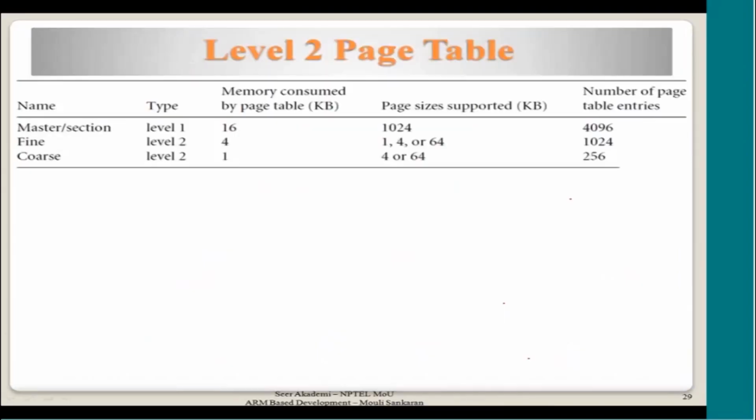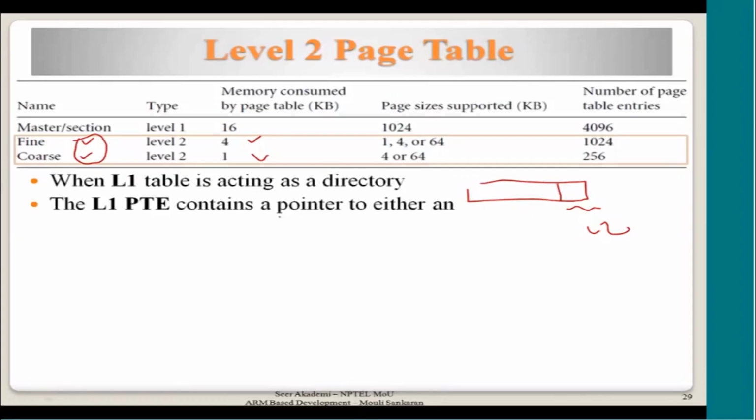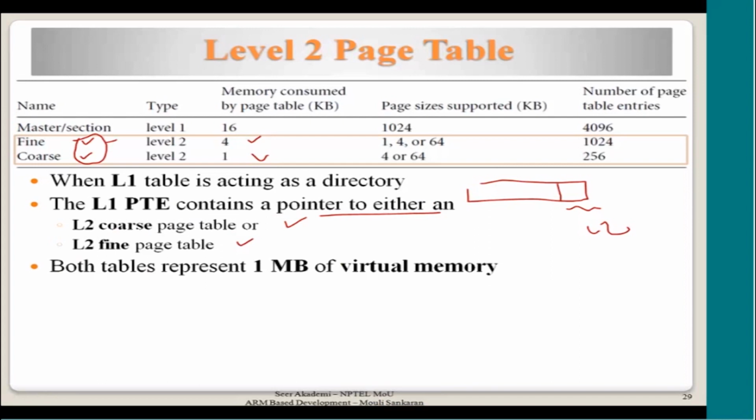Now let me tell you what L2 is. As I explained, these entries I have already explained, but let me go through them. When the L1 table is acting as a directory, the lower 2 bits will say whether it is an L2 coarse table or fine table, or a fault entry, or a section entry. If it is one of the first two, then it's a directory to an L2 table. So the L1 page table contains a pointer to either an L2 coarse page table or an L2 fine page table. It could be one of them, not both.